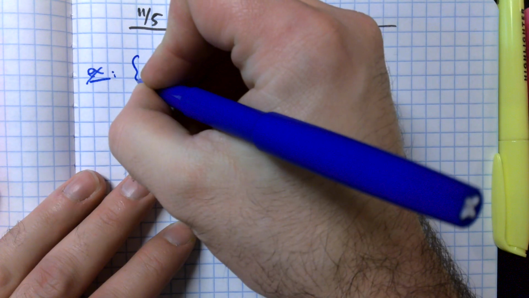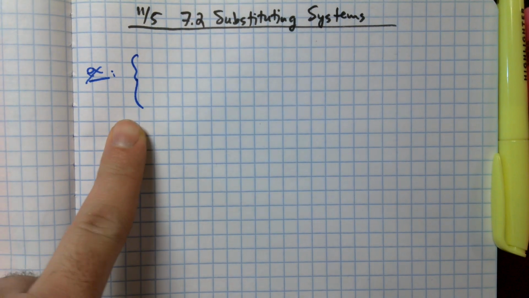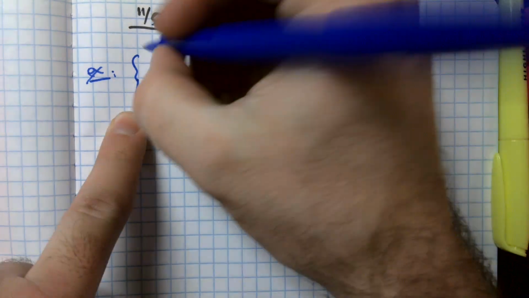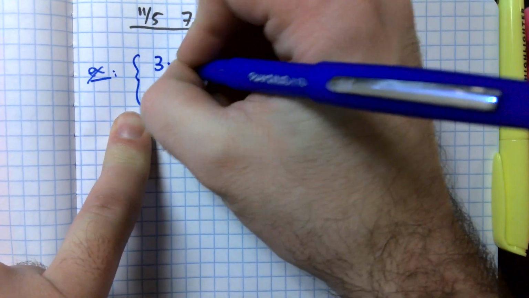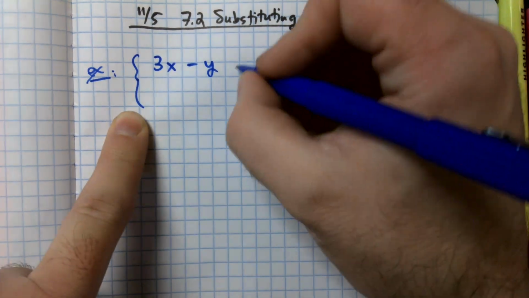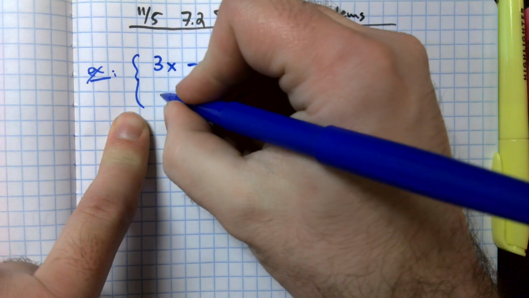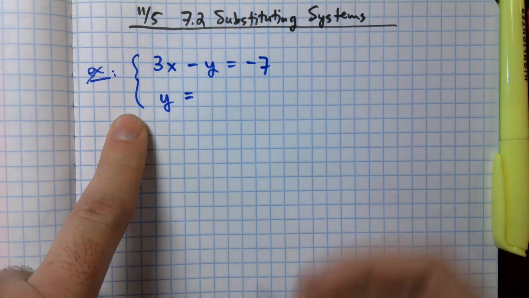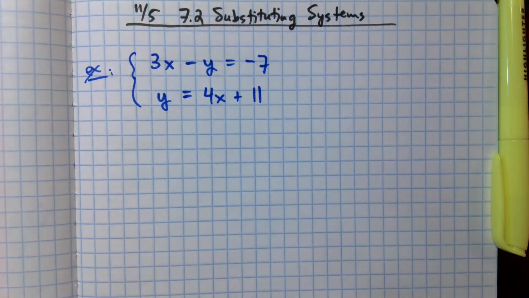Let's start with a system. There's a little squiggly bracket. Doesn't have to be perfect. Probably won't be. 3x minus y equals -7, and y equals 4x plus 11.